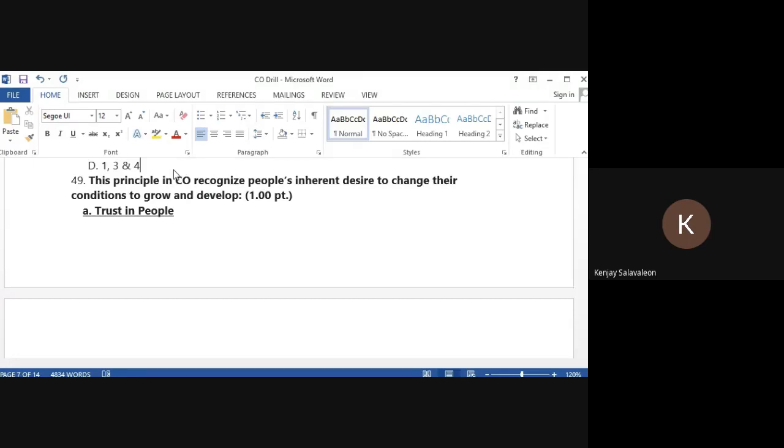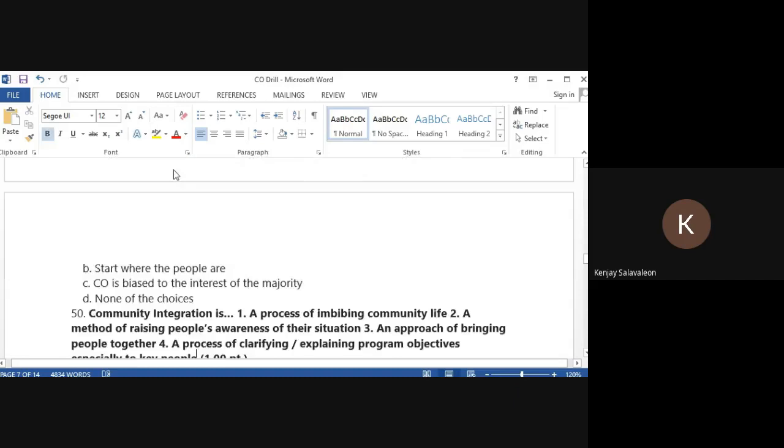Second to the last, it concentrates on the utilization of indigenous individuals who, if not leaders at the beginning, can be developed into leaders. And finally, it moves toward the goal of self-financing or self-sufficiency. So yun yung different principles. And the correct answer here is trust in the people. Next, 15.